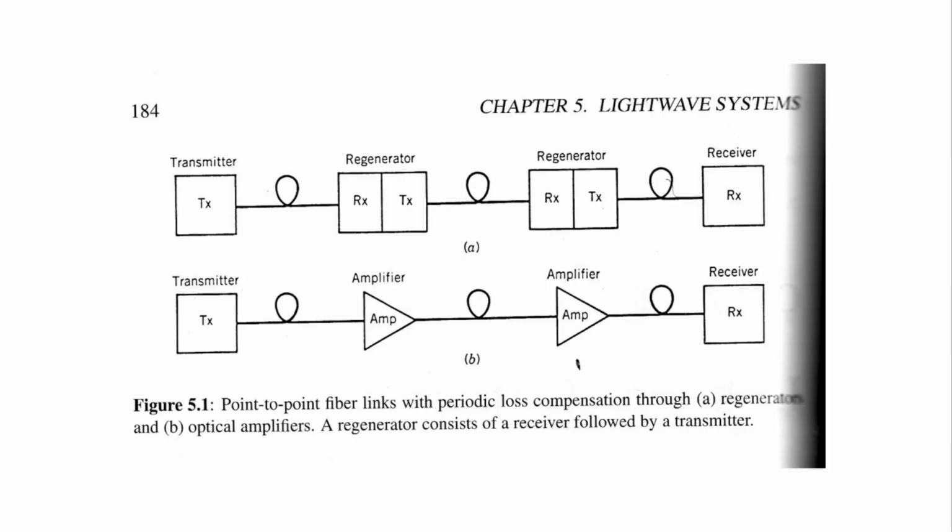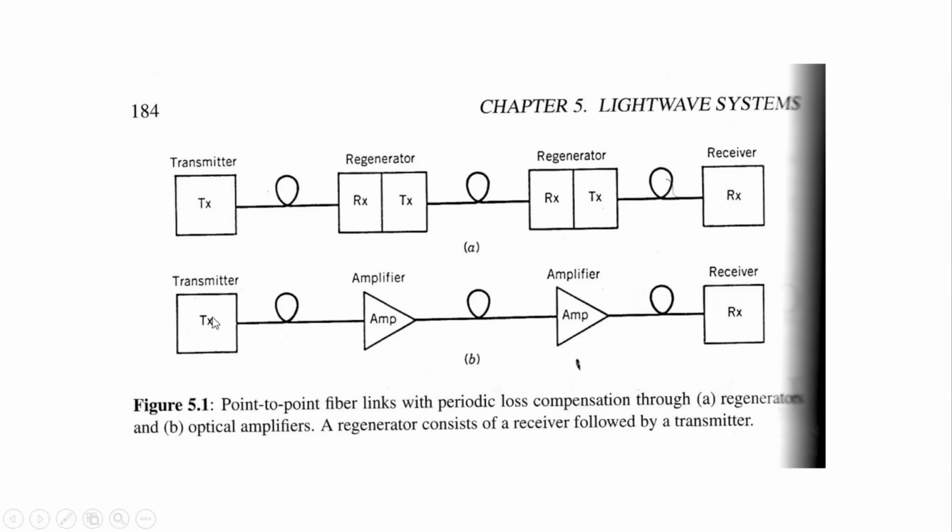Now, point to point fiber links with periodic loss compensation through regenerators and optical amplifiers. A regenerator consists of a receiver followed by a transmitter. If you observe here, the signal is transmitted. Now here, this is a regenerator having a receiver and transmitter connected together. After that, again there is a regenerator having a receiver and transmitter together, and after that there is a receiver to get the signal. Similarly, optical amplifiers are shown in figure B.